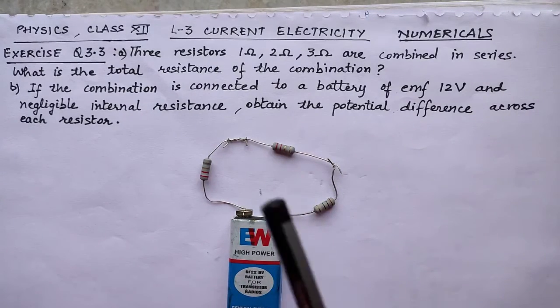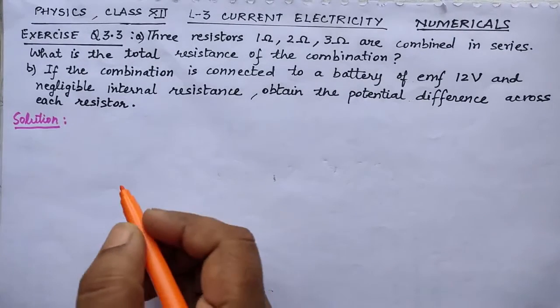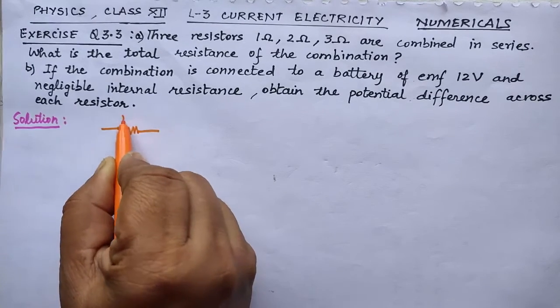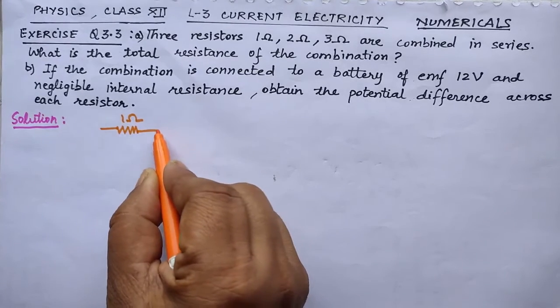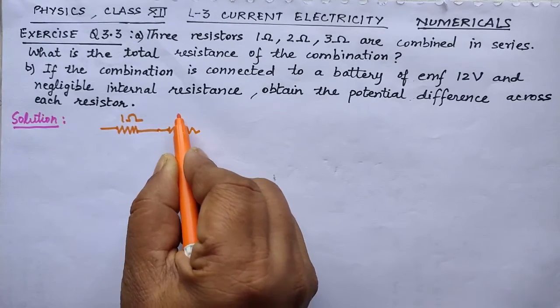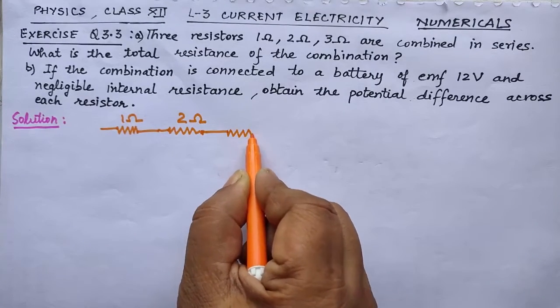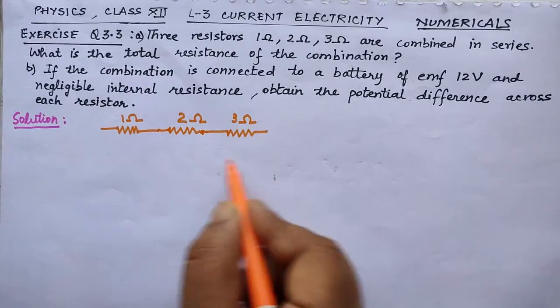Now let us symbolize this. So let us draw the circuit diagram of this. We have a resistance which is having value 1 ohm as per the question. Another resistance connected to it, just like I have shown, is of 2 ohms, and we have the third resistance connected to it having the value of 3 ohms. They are combined in series.